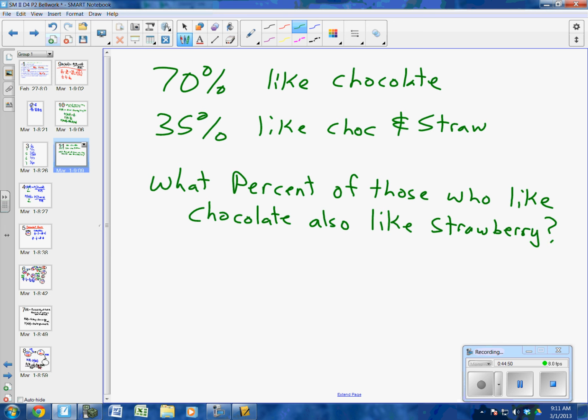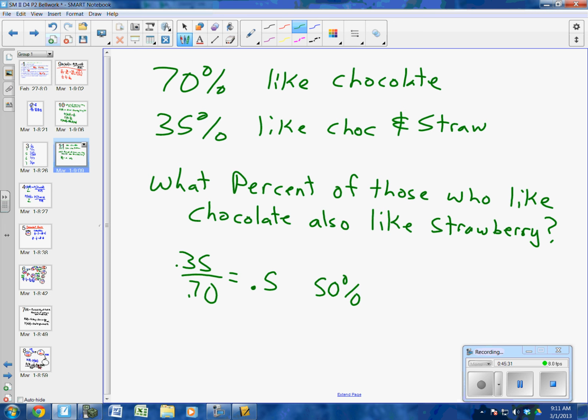What do you guys think? Who thinks they know the answer to this? What is it? That is right. What did you do, Ryan? That's what I got too. He went 0.35 divided by 0.7, right? Well, you can do it 30 divided by 70. And what did you get? 0.5. You times it by 100 to get your percent. So it's 50%. Got it?